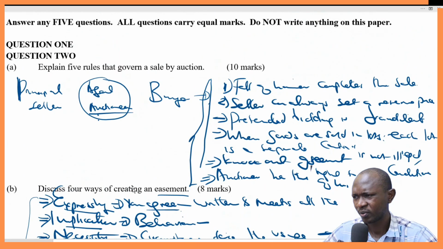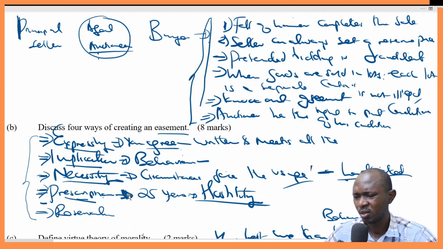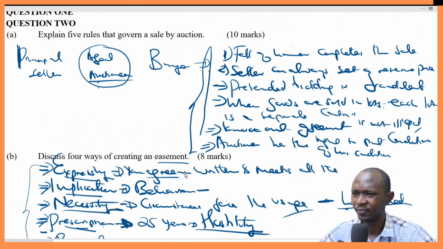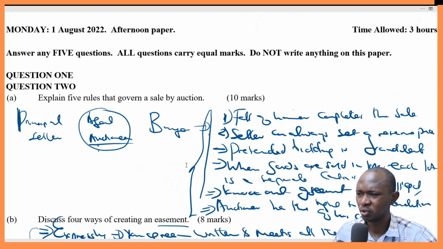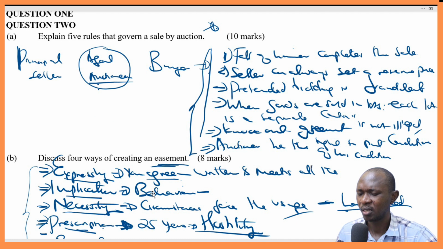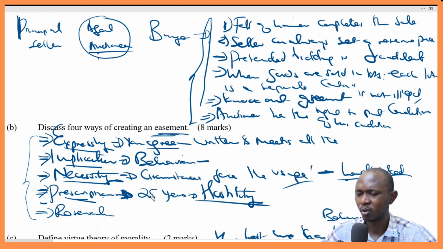In your free time, make sure you go through all these points again. The first topic, auction, sale of goods. That's where you get a lot of material about auction. The second one is creating an easement, about property. And then, of course, this one is about ethics. So, thank you. Let's meet in the next question.